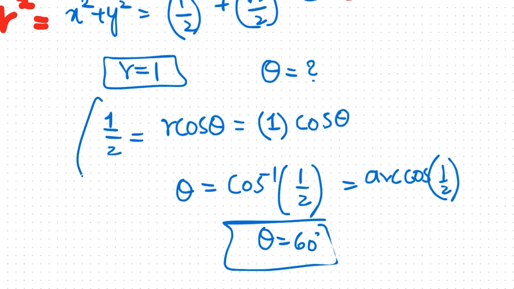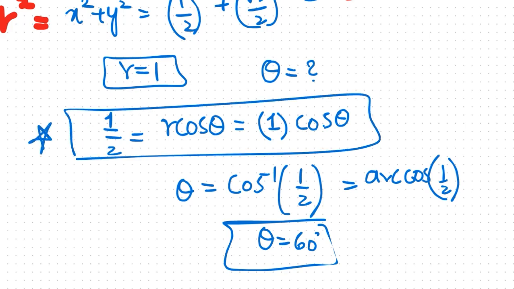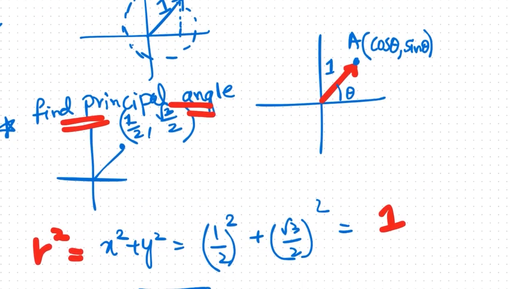Do we need to do it for y also? No need, right? One formula is enough. We don't need to again plug in root 3 by 2 is equal to r sin theta. No need to do all this. We have found the answer already. So that is about principal angles. Let us do one more question.